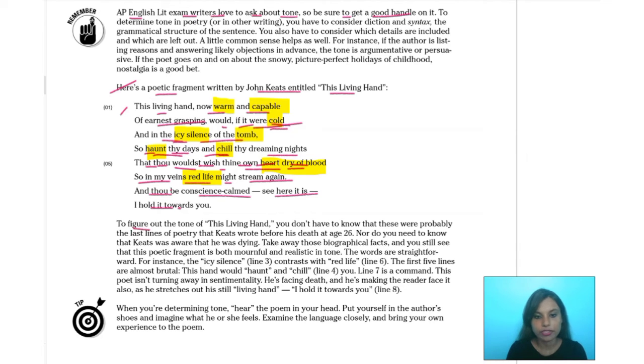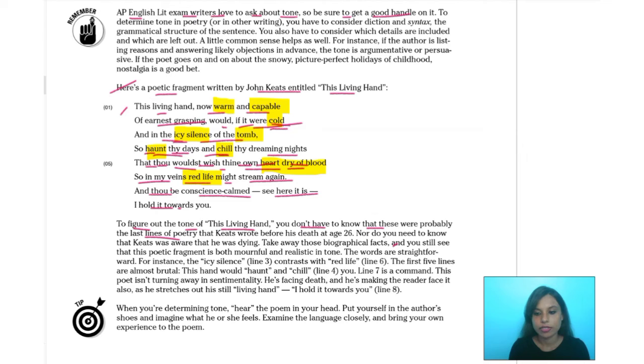Now, to figure out the tone of this living hand poem, you don't have to know about the last lines of the poetry or whatever the extract is given. You do not need to know anything about its before lines or after lines. You just need to check that particular paragraph or extract or lines, and then you can simply understand what's going on over here.